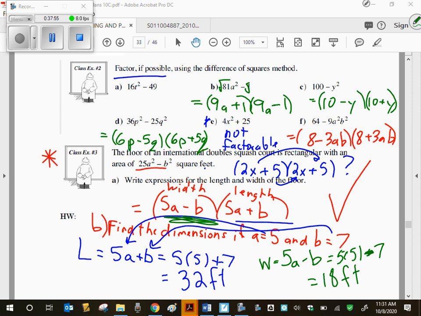Now I could also ask you for the area. If I asked you for the area, you'd have to find the length and the width like we just did, and then multiply them together, because area equals length times width. So again, read the question carefully.